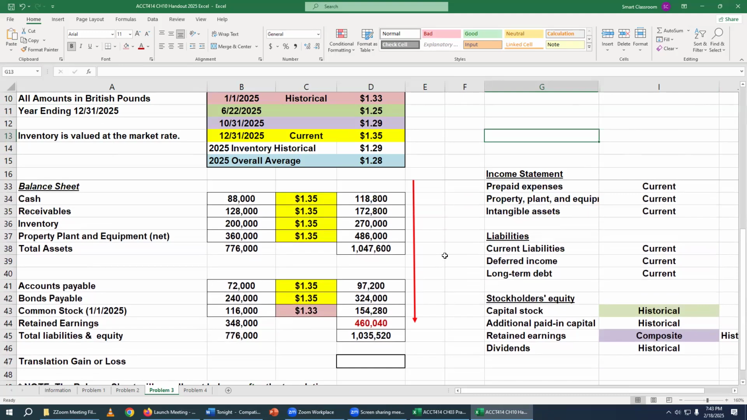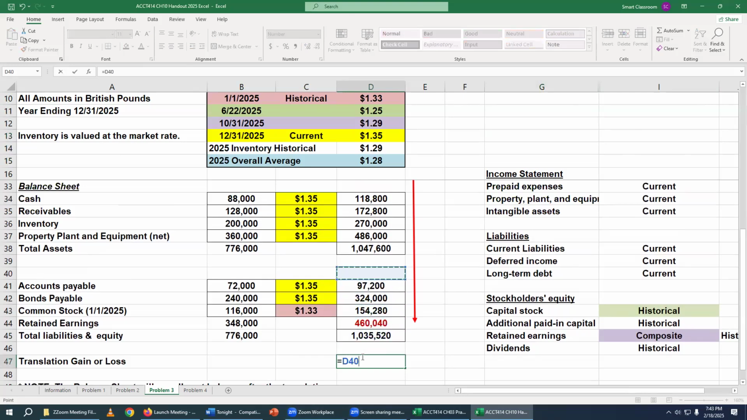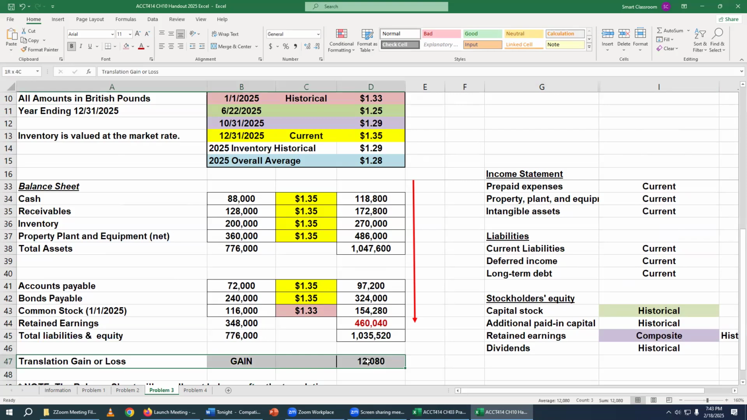Okay, let's see, the difference between those is, oops. Difference between those is, well, 80, gain or loss? Gain. Gain, good. So that would be a gain of 12,080.